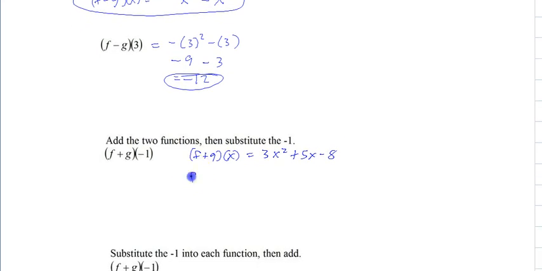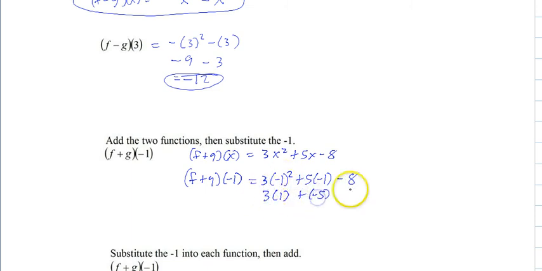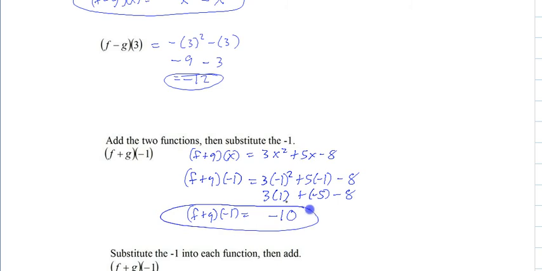And now we're going to plug in negative 1. So that would be positive 1. That's a negative 5. And then adding them up, 3 minus 5 is negative 2, which gives us negative 10. So f plus g of negative 1 is negative 10.